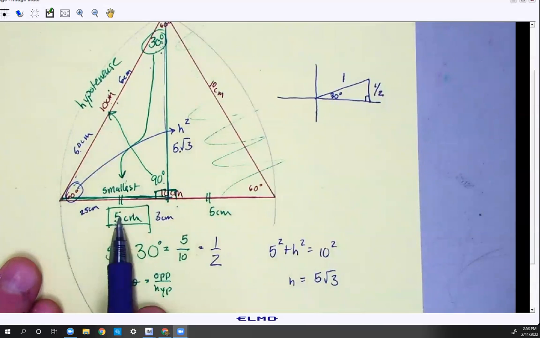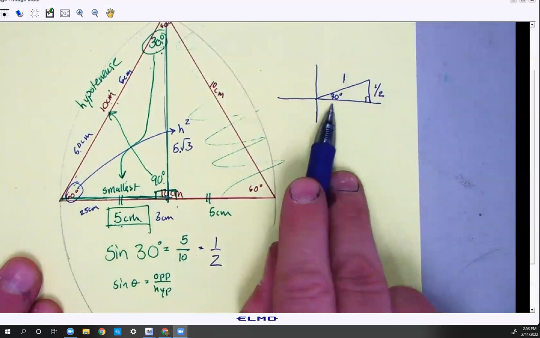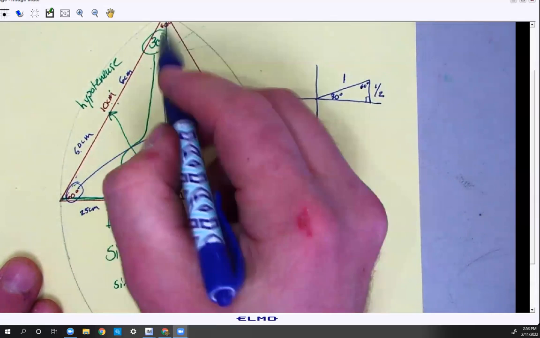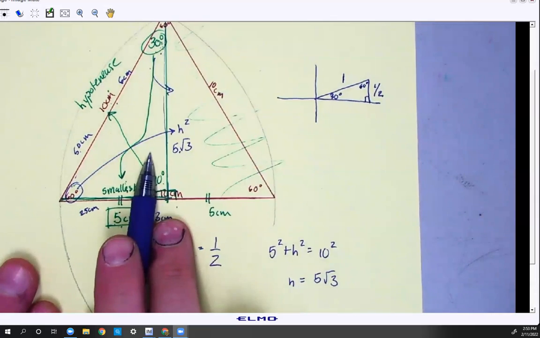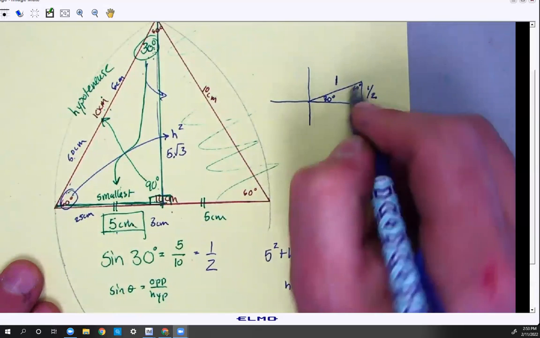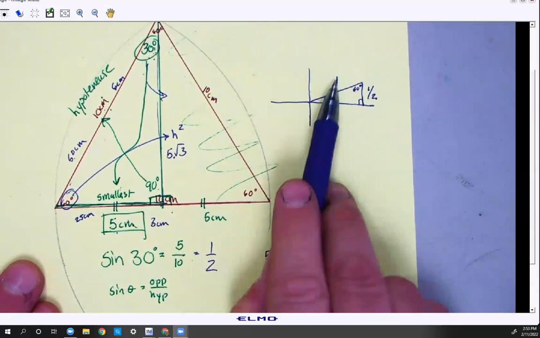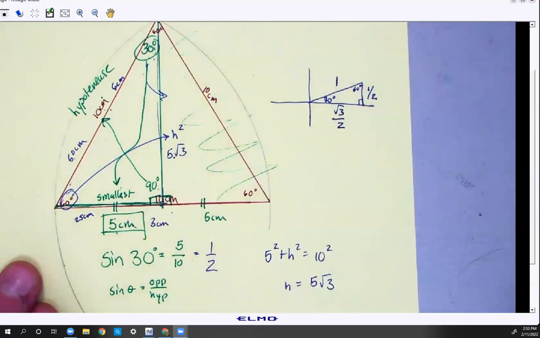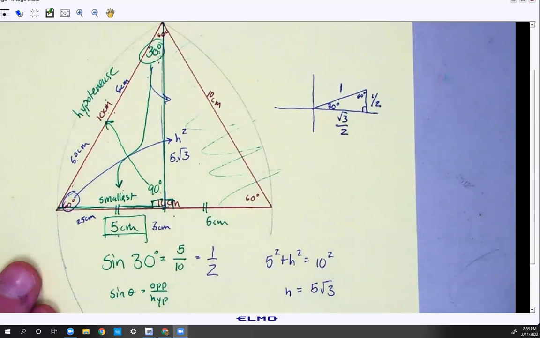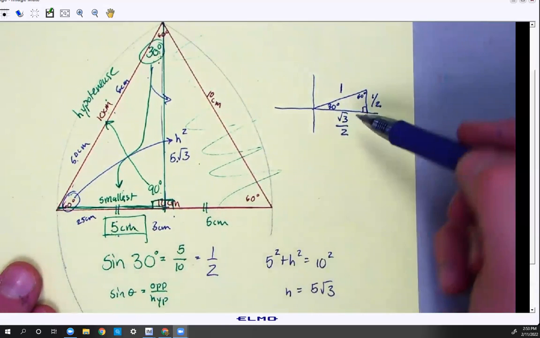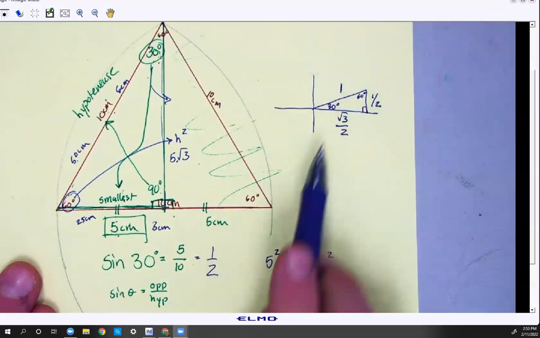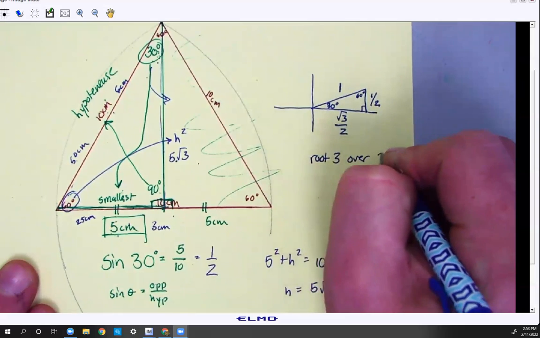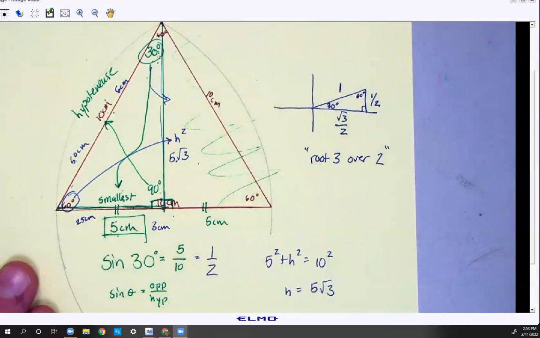Well, how did we get the 5 in the first place? Well, we cut the 10 in half. So this side right here, the one that is opposite 60 degrees or adjacent to 30 degrees, is going to have a length that is the hypotenuse cut in half and then multiplied by root 3. So we call that root 3 over 2. You could say it's the square root of 3 divided by 2, but most people just say root 3 over 2. That's how most people say that.